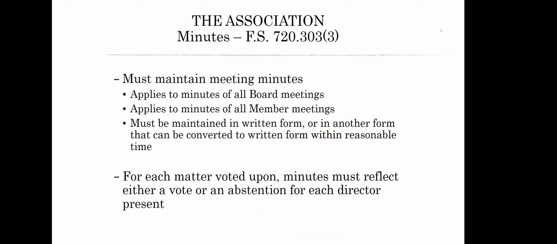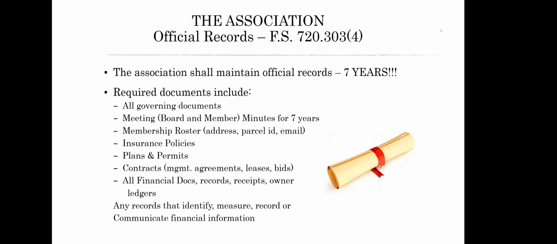The association must maintain minutes of all board meetings and member meetings. These must be maintained in a written form or in another form that can be converted to writing. Minutes must reflect either a vote or an abstention for each matter voted upon. The association must maintain official records for 7 years.